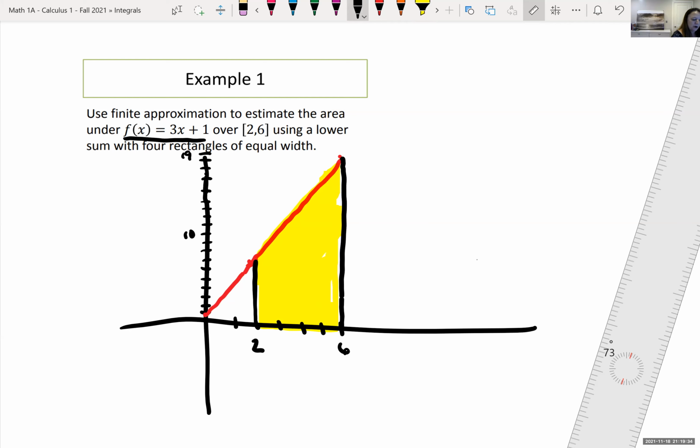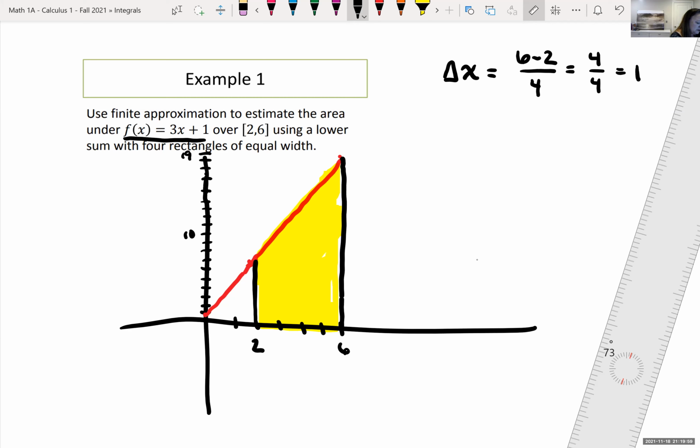So we need to figure out what the width of each rectangle is. And we can do that by looking at the change. What's the distance? 6 minus 2 all over how many we want, which is 4. So this is 4 over 4, which is 1. So I know the width of each piece is 1.